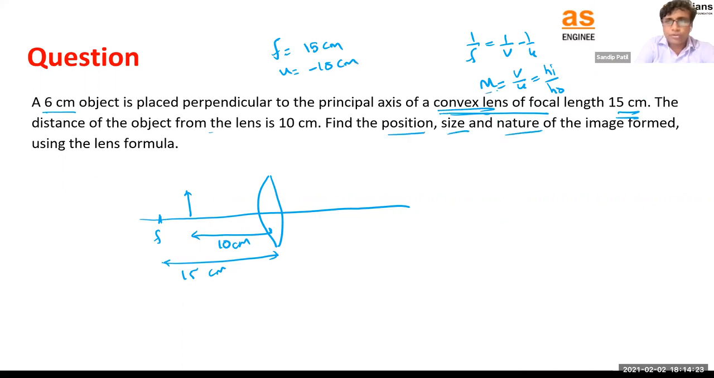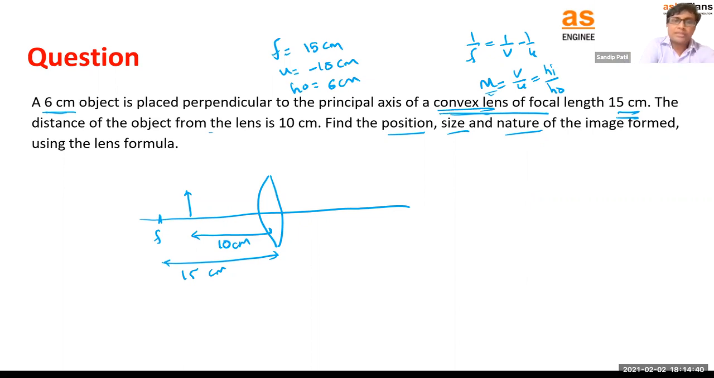Size means we also need to use the magnification formula, but we already know that it is magnified, which means that if the original HO is given, HO is how much? 6 centimeter. So the height of the image should be greater than that. We already know that part.